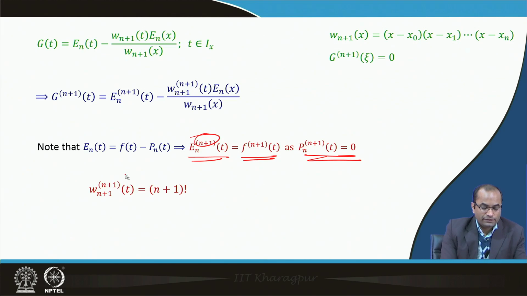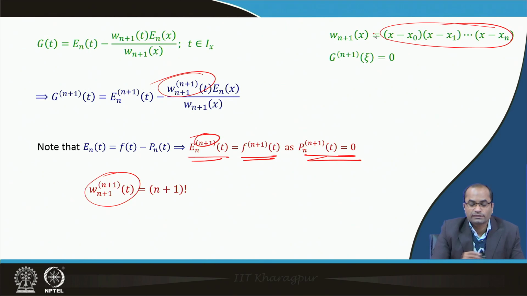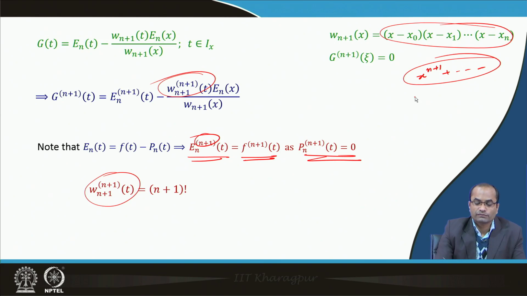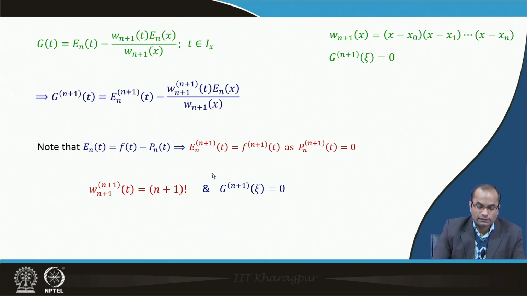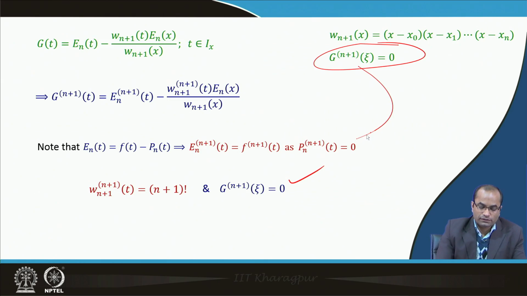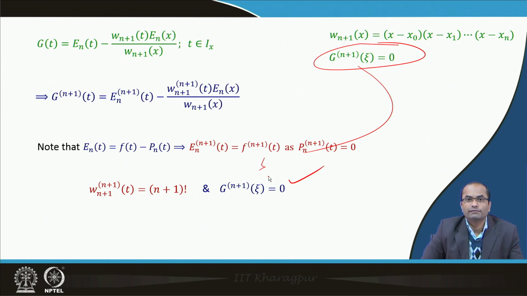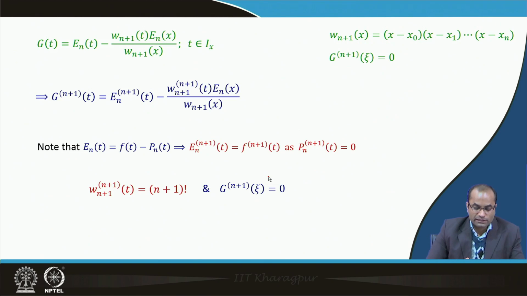What else do we have? The n plus 1th derivative here of this w, w is again an n plus 1th degree polynomial. So, here we have something x n plus 1 plus anything else with lower degree terms, and when we take the n plus 1th order derivative, simply we will get n plus 1 factorial, which is written here. So, that is done, and obviously, we have this result that the n plus 1th derivative of g at xi is equal to 0.